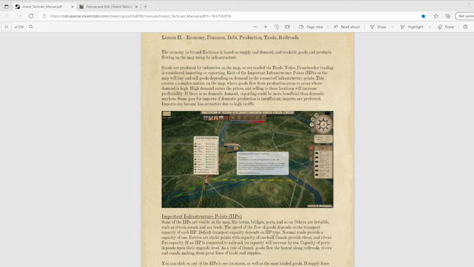This is not meant to be a very deep dive into the economy. It's meant to be kind of about the basics of it.